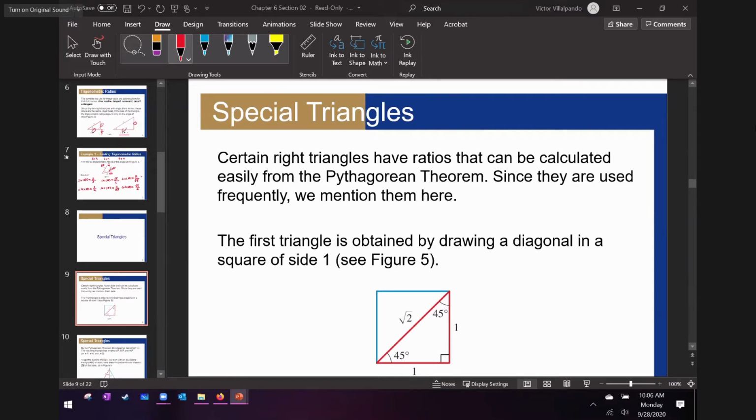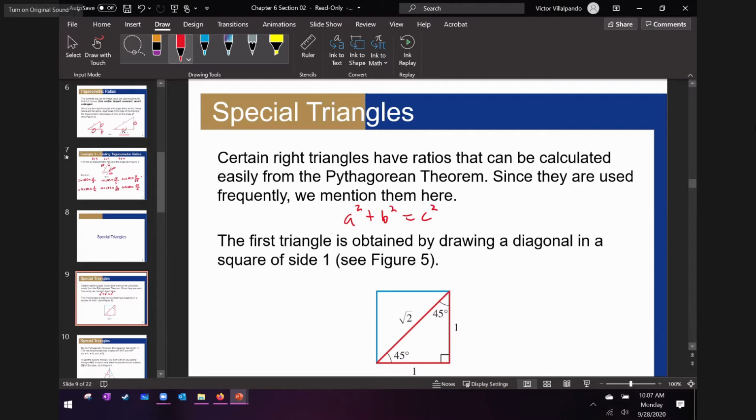So we know the Pythagorean theorem is a squared plus b squared is equal to c squared. In this course, we're going to see an extension of the Pythagorean theorem, which is known as the Pythagorean identity, which is very heavy if you continue your studies in mathematics or even in computer science. You don't need to know too much math in computer science, but you need to know your math in computer science. So certain right triangles have ratios that can be calculated easily from the Pythagorean theorem.